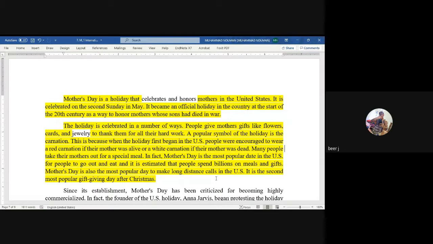Many people take their mothers out for a special meal. In fact, Mother's Day is the most popular date in the US for people to go out and eat, and it's estimated that people spend billions on meals and gifts. Mother's Day is also the most popular day to make long distance calls in the US. It's the second most popular gift giving day after Christmas.